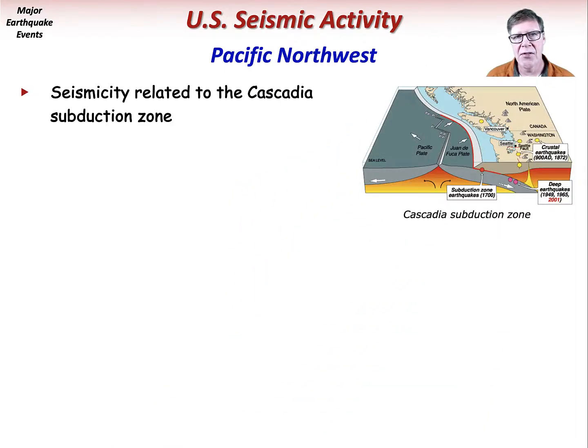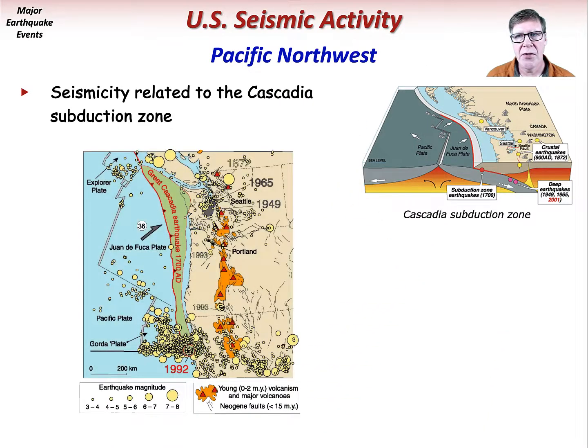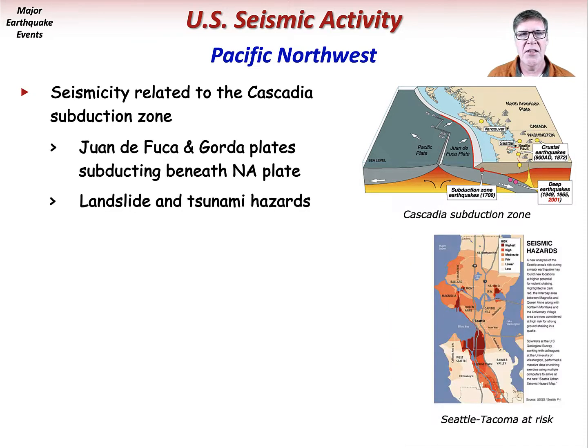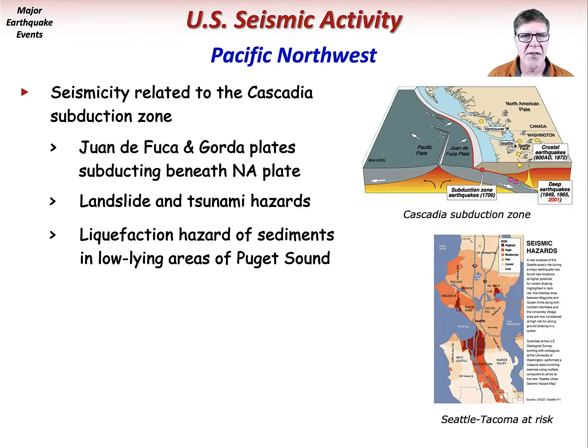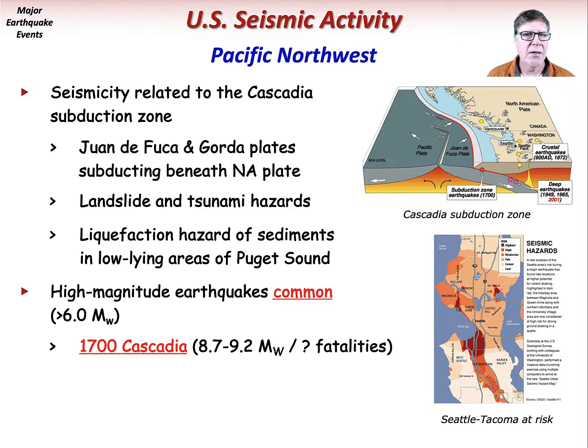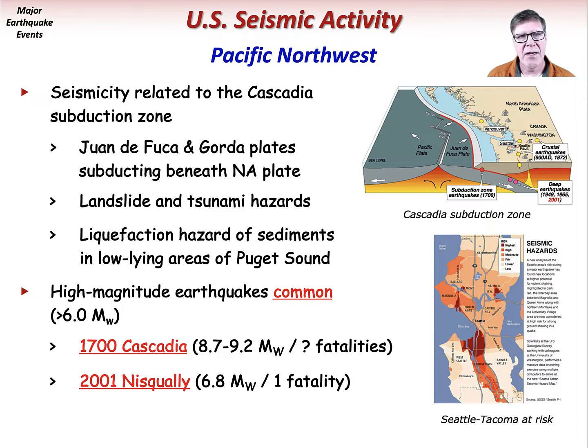Seismicity in the Pacific Northwest is largely related to the Cascadia subduction zone. Shallow to deep focus earthquakes occur where the Juan de Fuca and Gorda oceanic plates are subducting beneath the continental portion of the North American plate. Landslides and tsunamis are potential hazards, as is liquefaction of sediments in low-lying areas of Puget Sound. High-magnitude earthquakes greater than 6.0 are common in the region. Notable examples include the 1700 8.7 to 9.2 magnitude Cascadia earthquake, the 2001 6.9 magnitude Nisqually earthquake, etc., etc.